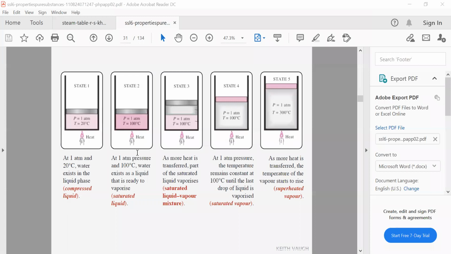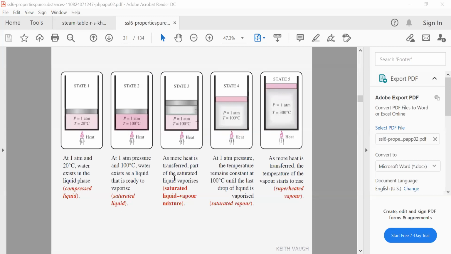Let us come to the second case. In state 2, at 1 atmospheric pressure and a temperature of 100 degrees centigrade, water exists as a liquid that is ready to vaporize. This kind of liquid is called saturated liquid.